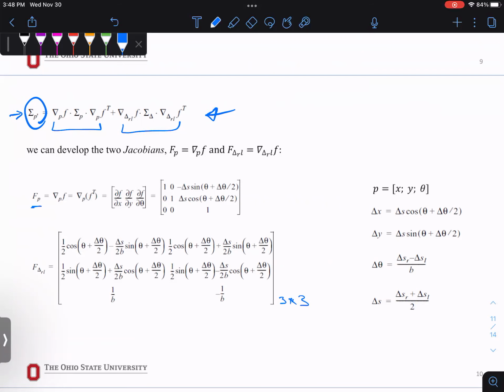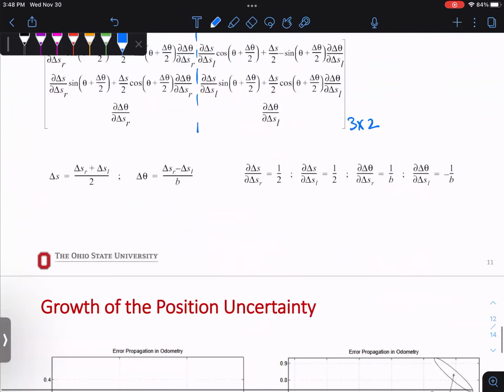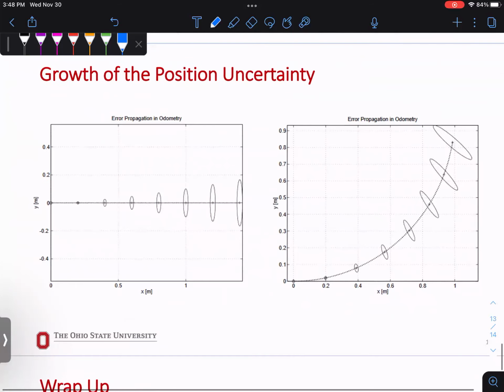Now, how would it look? I put the code in today's lecture, so you can actually run the code and see how to code this. It used to be homework, but, well, it's not anymore.